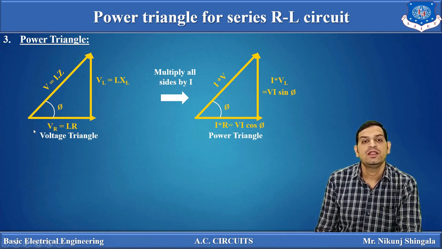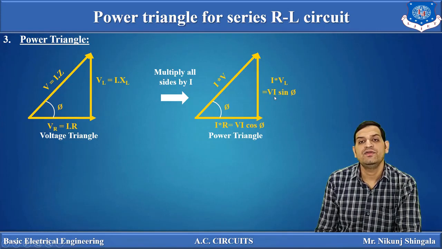So here it will be I into VR, here it will be I into VL, and here it will be I into V. Now from the impedance triangle, we can write R is equal to Z cos phi and XL is equal to Z sin phi. So putting the value of R, we can write I into V cos phi, that is VI cos phi, and I into VL, where VL is nothing but V sin phi, so VI sin phi. And I into V is the total power, that is the apparent power.